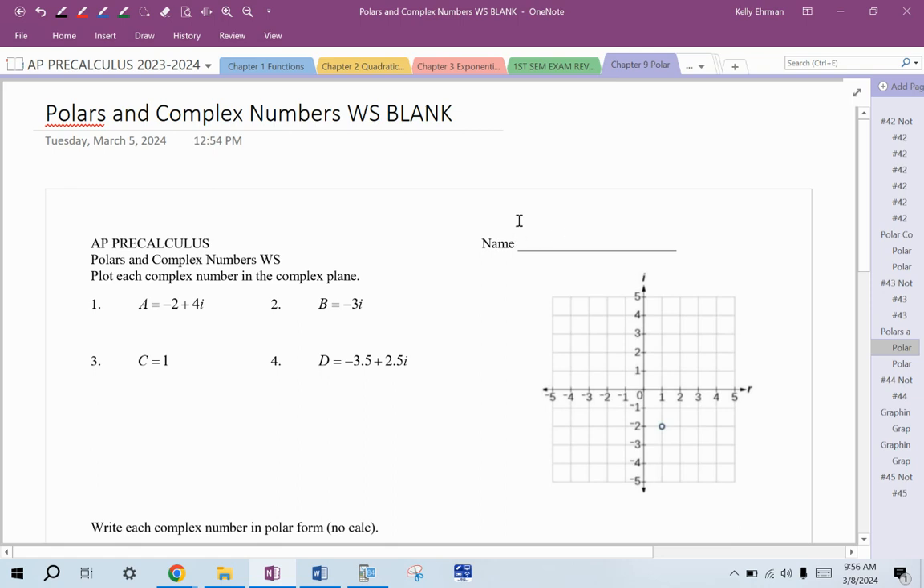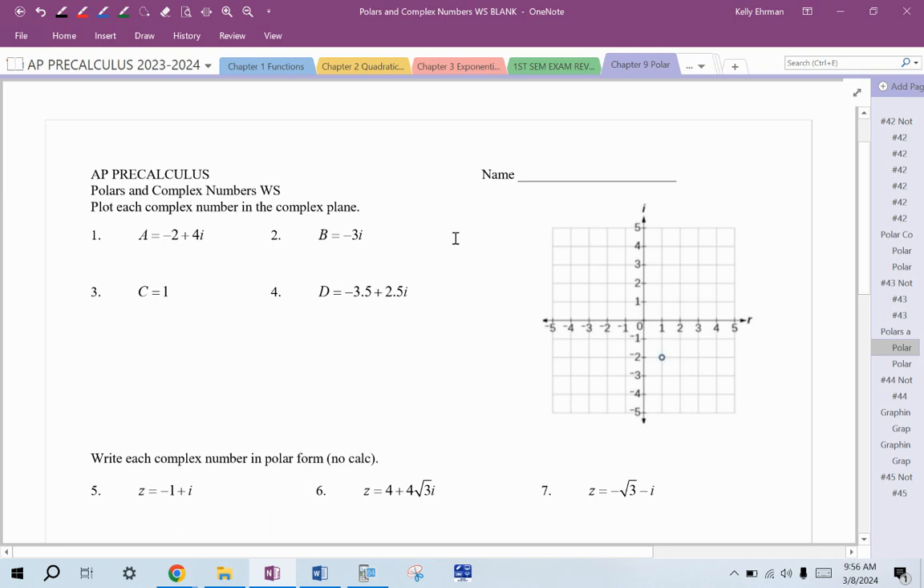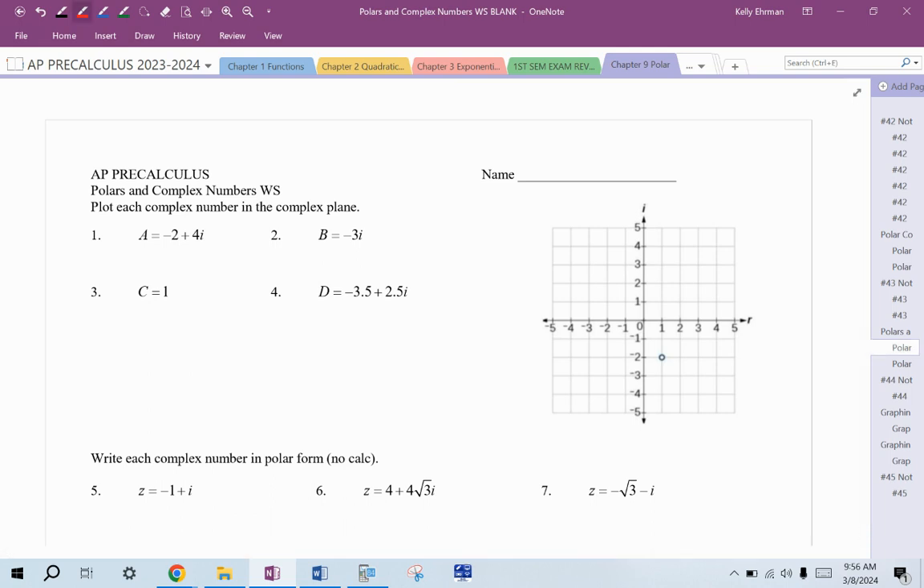For the homework tonight, we're just practicing a little bit of what we did in each example in the notes. So you can use your notes to help you too. Plot each complex number in the complex plane. So the real part, remember, is the real axis, horizontal, and the imaginary is the vertical axis. So if we've got -2, we go left 2, and then plus 4i is up here.